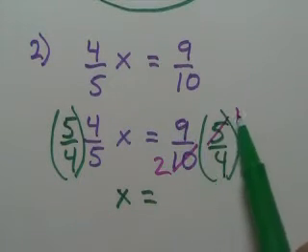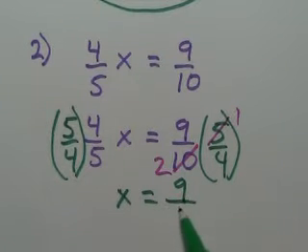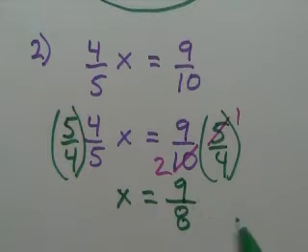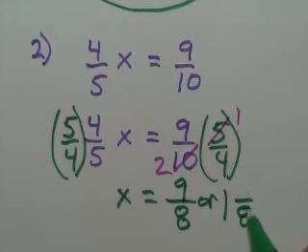So let's see. 9 times 1 is 9. And 2 times 4 is 8. So the answer is 9/8. Or you could have 1 and 1/8.